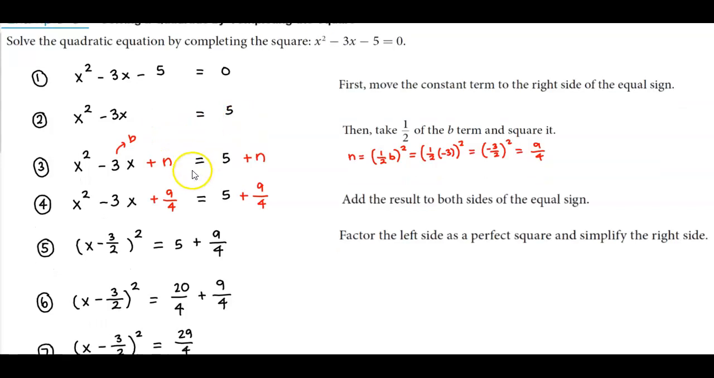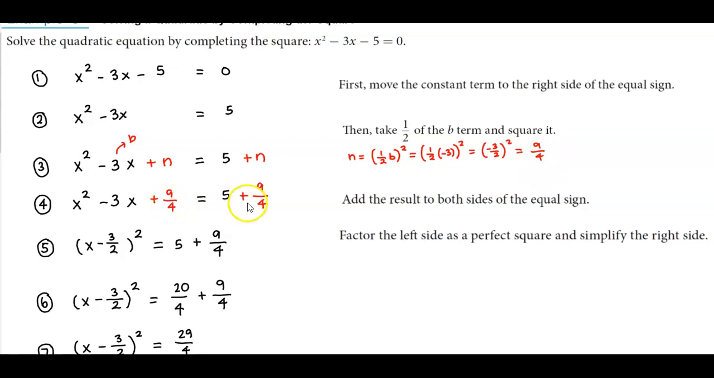And then what we're going to do is complete the square by adding n to both sides. So n is going to equal 1/2 of b, and then squaring it. So that's going to equal 1/2 of b, well, b is -3, so 1/2 of -3 squared. We get 1/2 times -3 is -3 over 2. When we square it, we get positive 9 over 4.